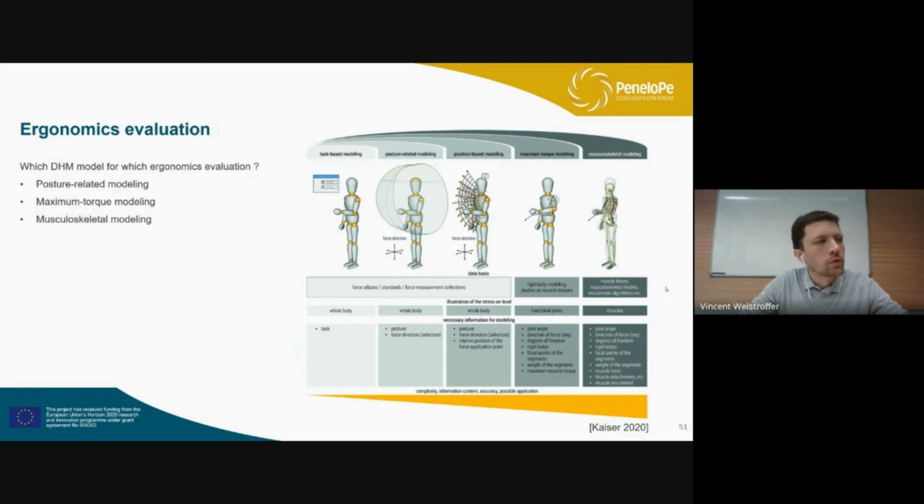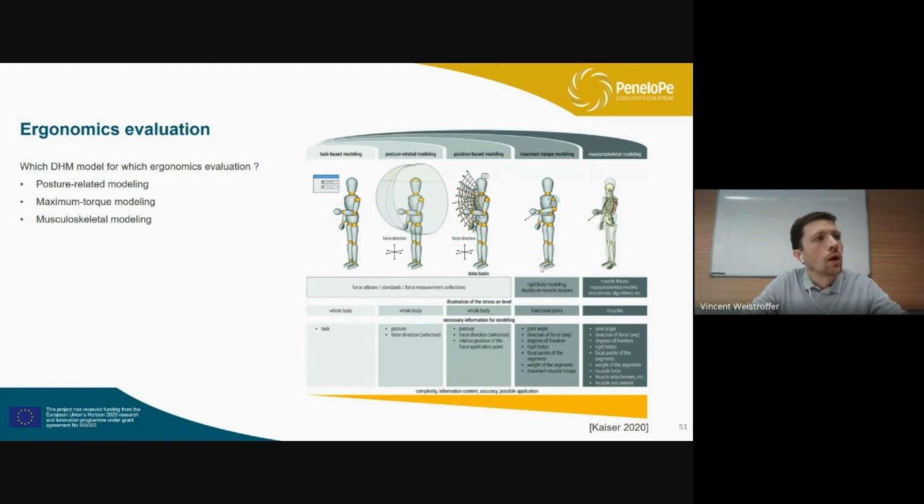The most important thing to understand is that depending on the ergonomics evaluation you want to perform, you will use different digital human models. And here you have the three different types of digital human model that we saw earlier. So the first here is mostly posture related modeling. So it's mostly based on the skeleton.